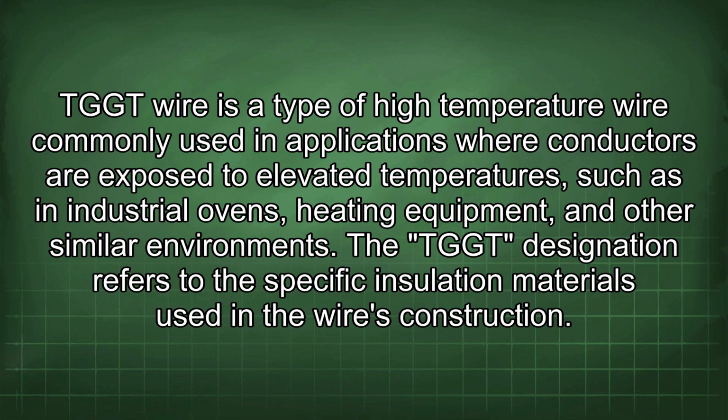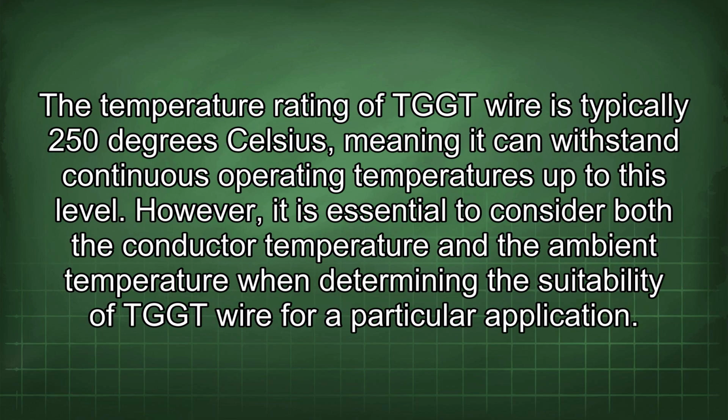TGGT wire is a type of high-temperature wire commonly used in applications where conductors are exposed to elevated temperatures, such as in industrial ovens, heating equipment, and other similar environments. The TGGT designation refers to the specific insulation materials used in the wire's construction. The temperature rating of TGGT wire is typically 250 degrees Celsius, meaning it can withstand continuous operating temperatures up to this level. However, it is essential to consider both the conductor temperature and the ambient temperature when determining the suitability of TGGT wire for a particular application.